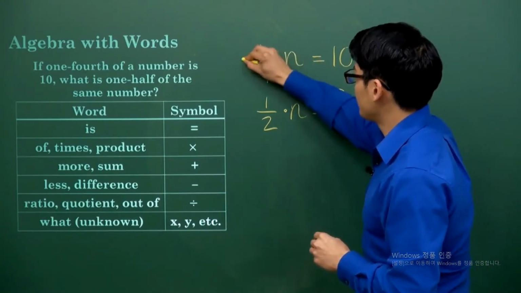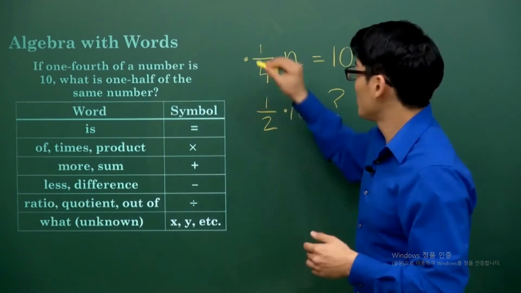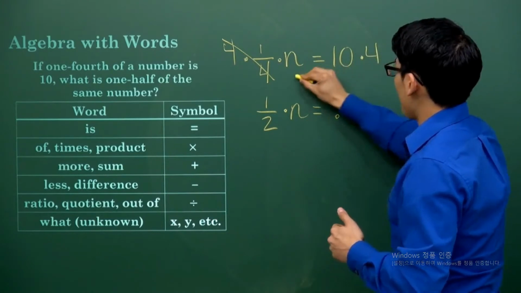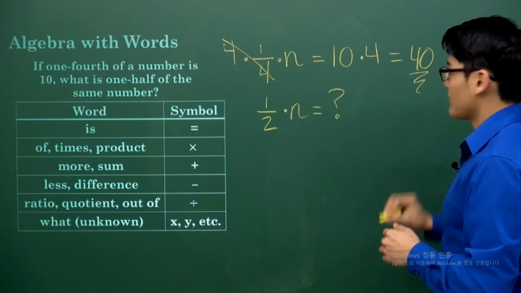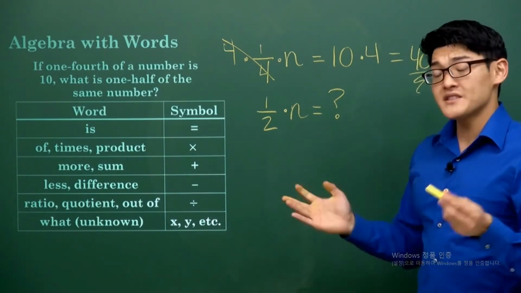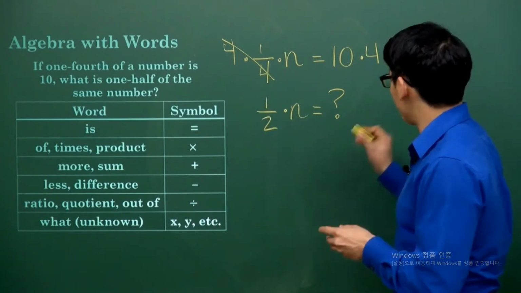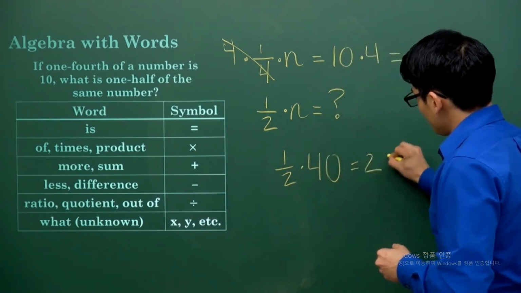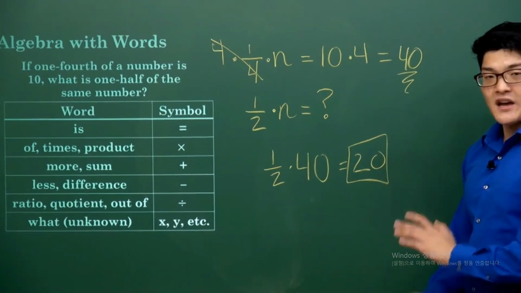To get n by itself, or to get rid of the 1/4, we'll multiply by 4 on both sides. And we'll find that n equals 10 times 4, which is 40. Great. So n equals 40. Oh, we're not done here. What is 1/2 of the same number? Well, 1/2 of 40 is 20. This is our answer.